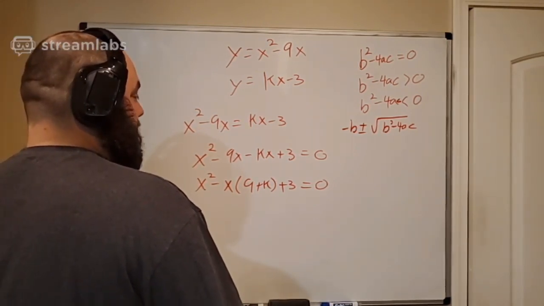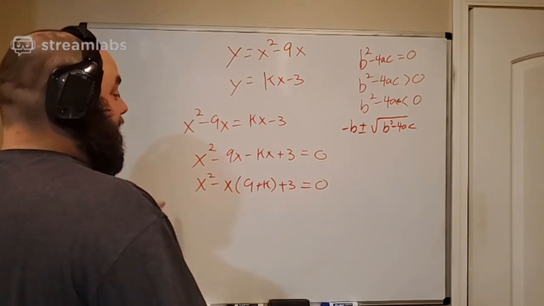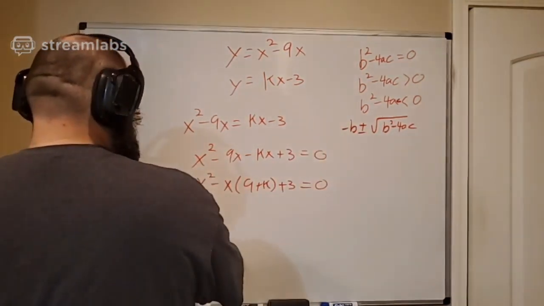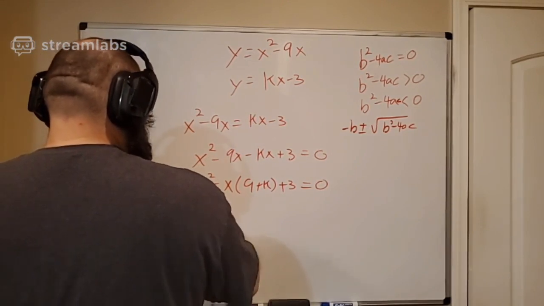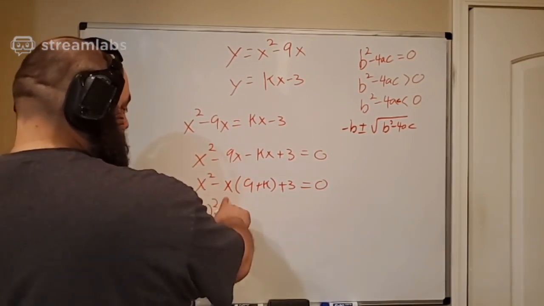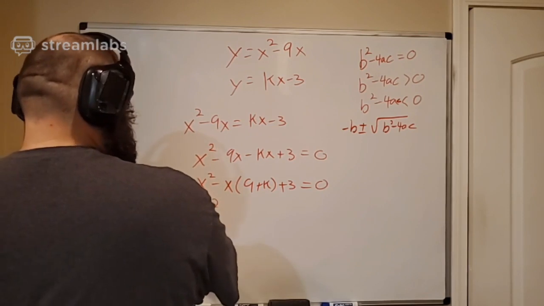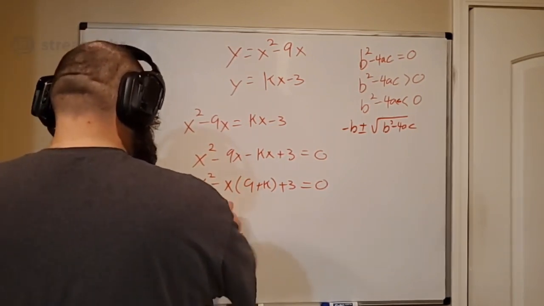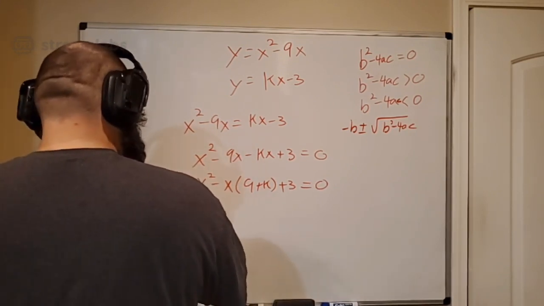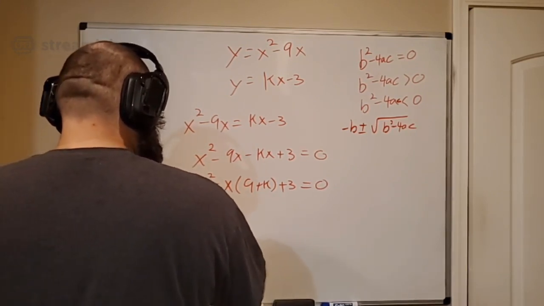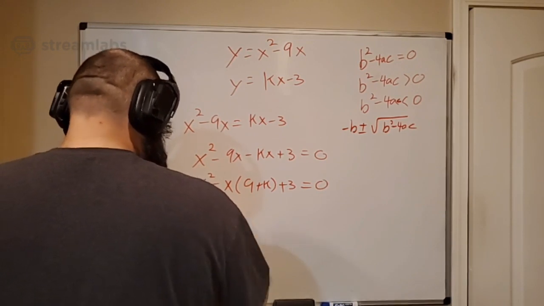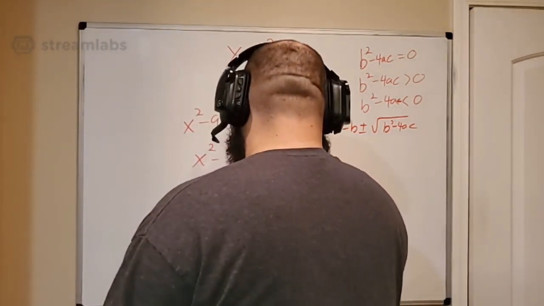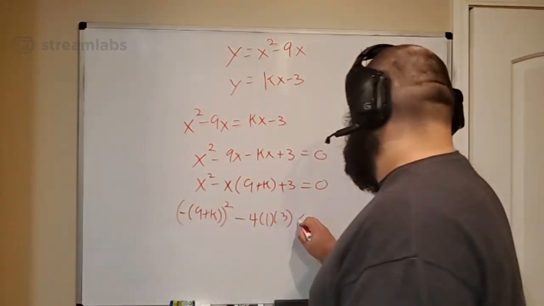So using the discriminant now, I only have to do the b squared, so I get 9 plus k, because that is my b value, the value that's attached to x, and it would be negative out in front of it. So negative 9 plus k, squared, minus 4 times 1 times 3. And we need that to be less than 0. Or sorry, greater than 0.